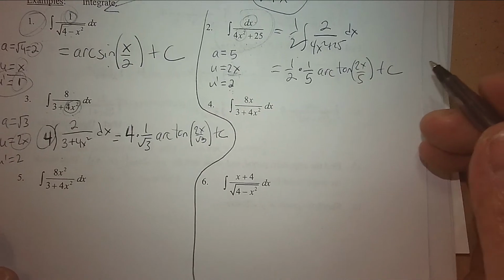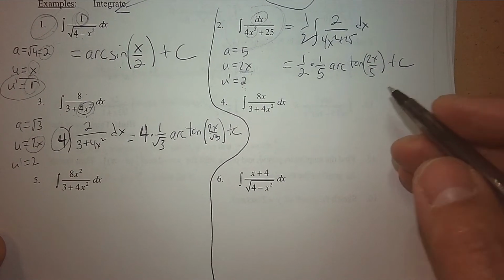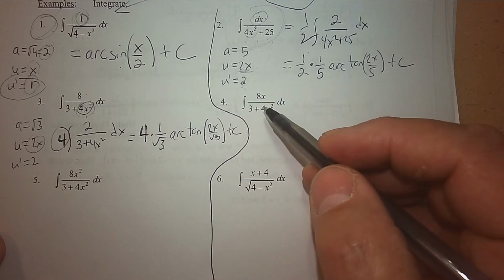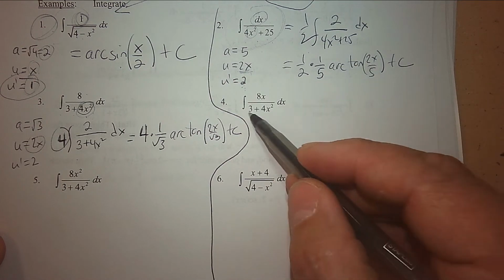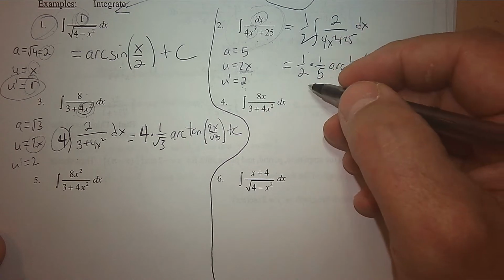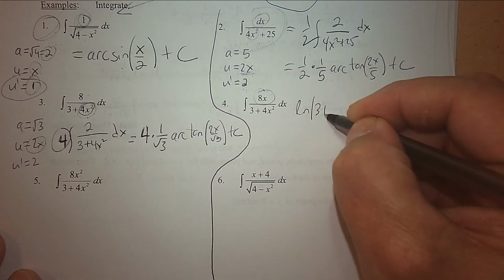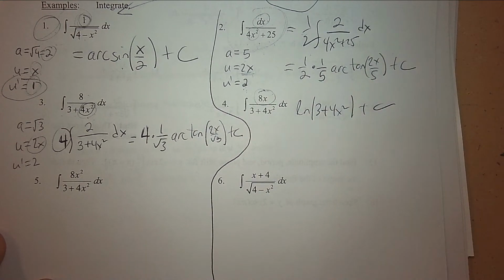Number 4. What? You guys are too good. So when you integrate this, see how they threw one in? I gave you a hint. If I didn't give you a hint, you wouldn't figure it out. So anyways, the derivative of 4x squared is 8x, right? It separates. I don't even have to do anything. This is ln of 3 plus 4x squared, plus c. Yep.